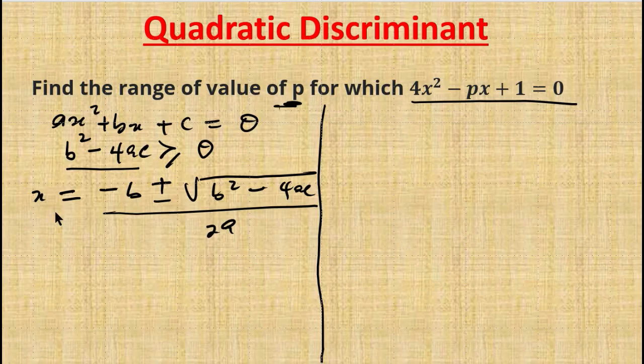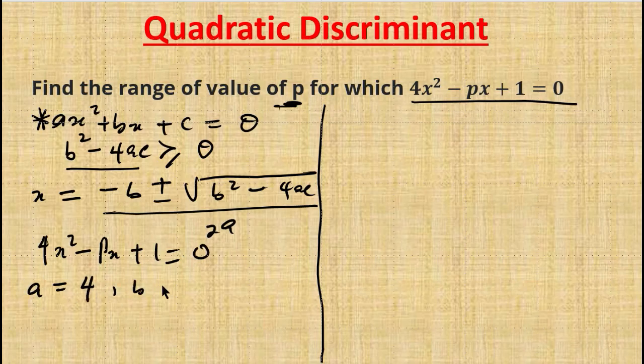Now, if x is equal to minus b plus or minus the square root of b squared minus 4ac over 2a, remember that this is a general format for every quadratic equation. Now, back to our question. We have 4x squared minus px plus 1 equals 0. That tells me that my a here will be equal to 4, my b will be equal to minus p, and my c will be equal to 1.